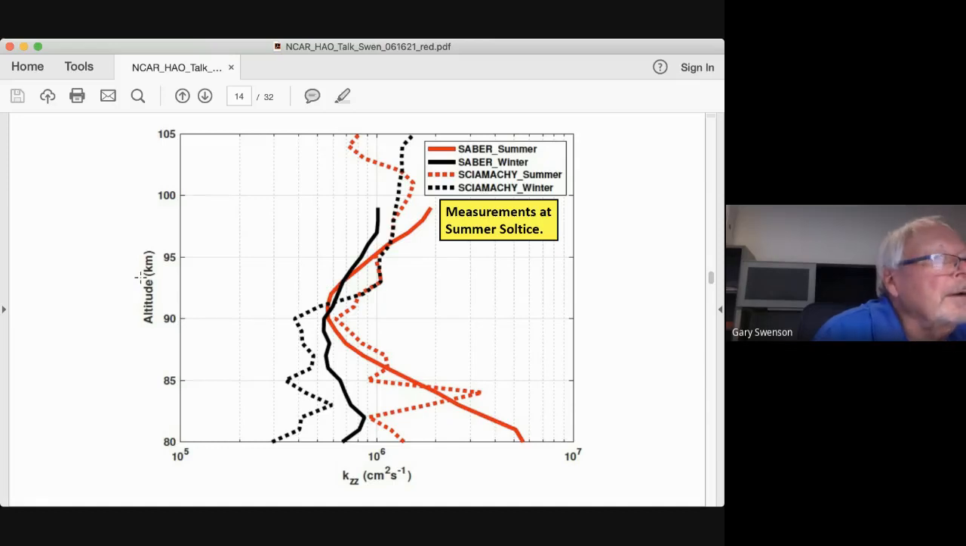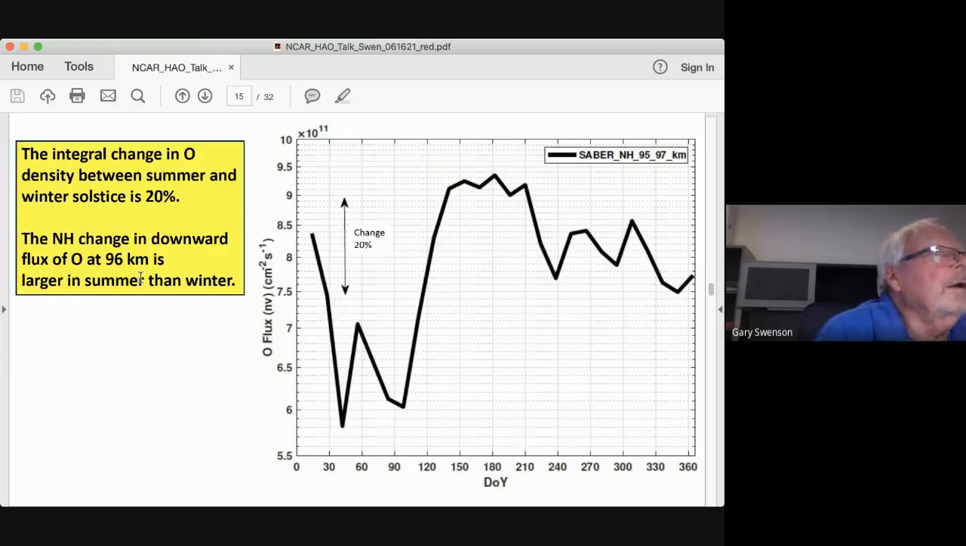As we go to the next chart, we found that the flux difference to account for that solstice difference in KZZ would be about 20% at 96 kilometers. The solid curve here is a measurement of what we quantified as a downward flux at 96 kilometers for day of year for the northern hemisphere. And that arrow you see is what we calculated would be necessary to account for the difference in KZZ. So there are some differences, especially in the spring, that we'll be discussing shortly.